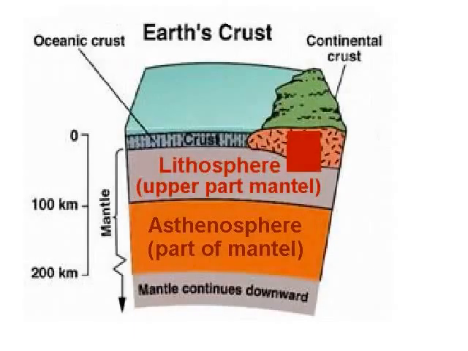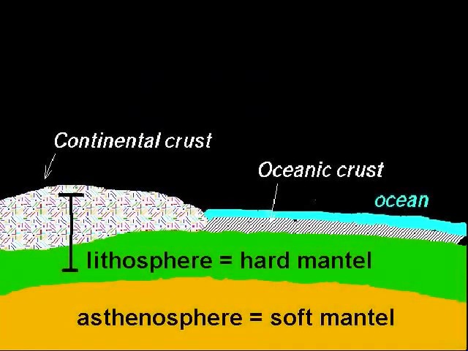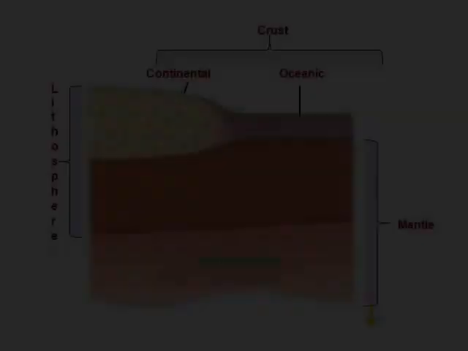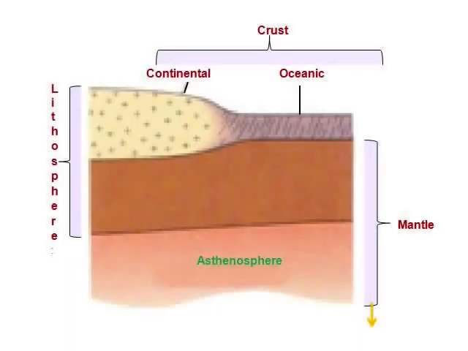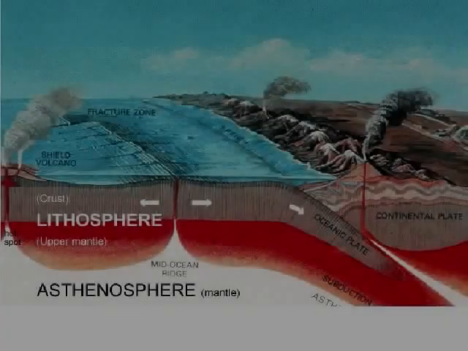Geologists made their divisions based on the material strength of the layers, how they behave, not on their composition like in the other zones. The Earth's outer shell is a strong layer made up of the harder mantle and the crust, about 100 to 200 kilometers thick, and is called the lithosphere. It overlies a weaker layer called the asthenosphere, made up of the softer mantle.